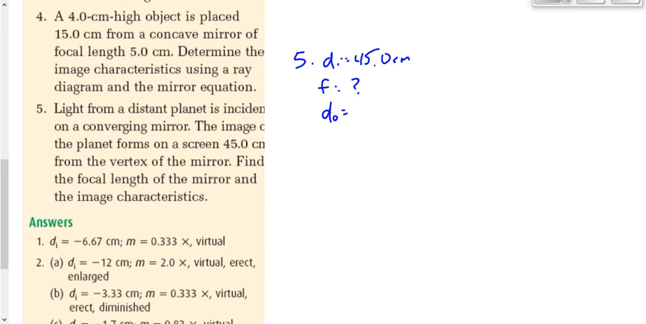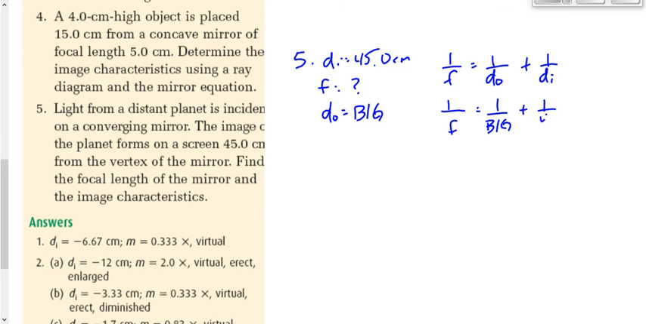Do we know? No, but we know it's big, right? It's not 45 centimeters. It's a big number, like really, really big compared to 45 centimeters. Would you agree with that? All right, we want to find f, and let's try this. 1 over f is equal to 1 over do plus 1 over di. 1 over f is equal to 1 over big, whatever number that is, plus 1 over 45.